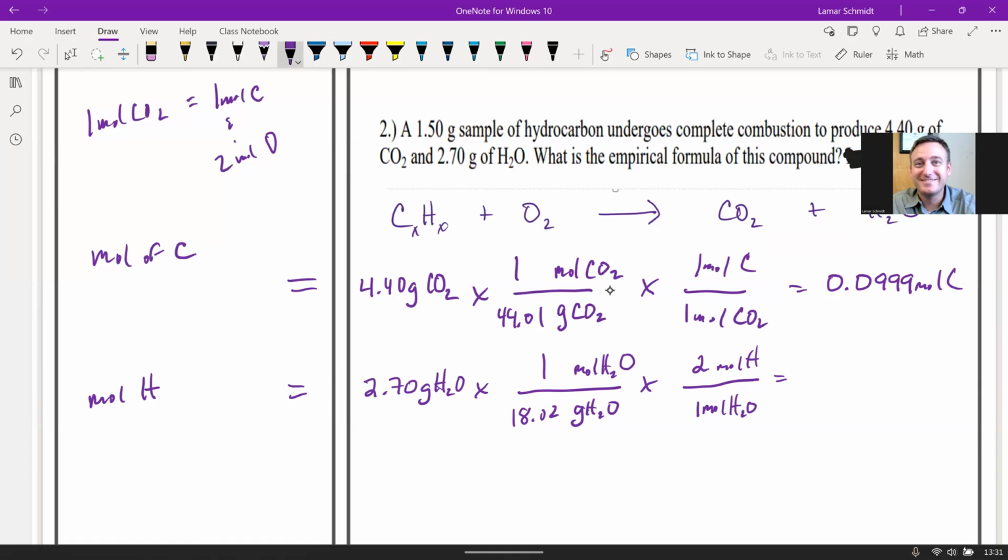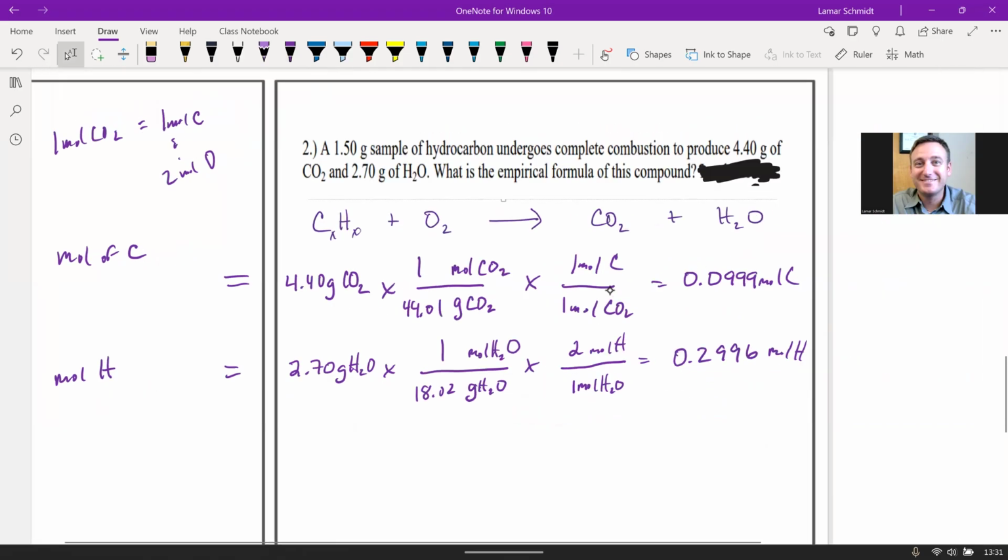So what do we have here? What do we get? 0.299 moles of hydrogen. Now, what is the smaller value? I know it's hard. Carbon.